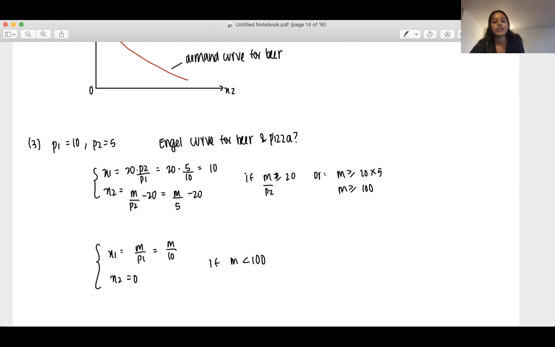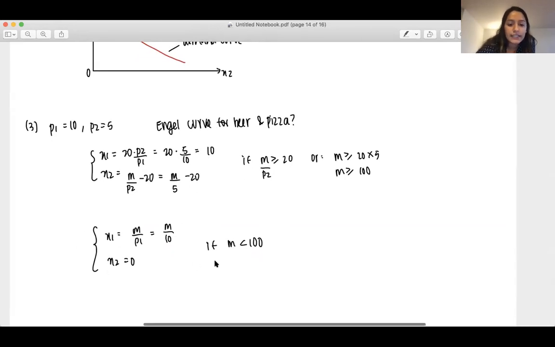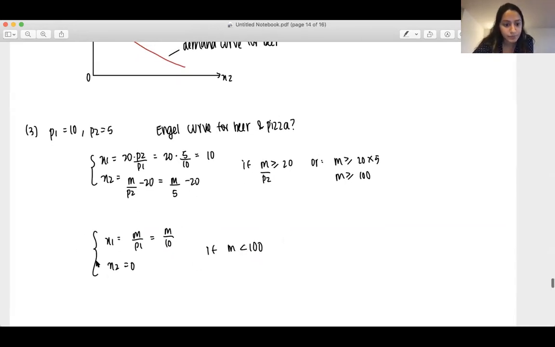Everything you do is just building up on that. So here, M over P2 bigger than or equal to 20. Again, we don't know what M is, but we know what P2 is. So M has to be bigger than or equal to 100 in the first case. So when we substitute, you do 20 times P2 over P1, which is 20 times 5 over 10, which is 10. And then X2 is M over P2 minus 20, which is M over 5 minus 20. And then here, again, it's for if M is less than 100. So X1 is just equal to M over 10 because P1 is 10, and X2 is equal to 0.